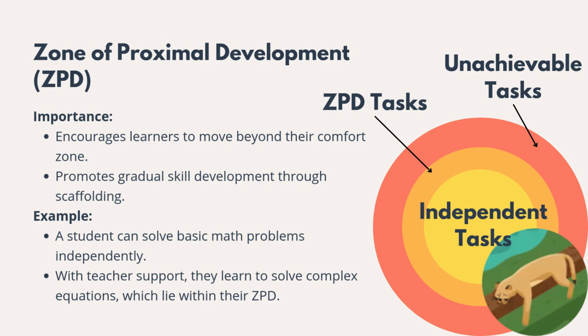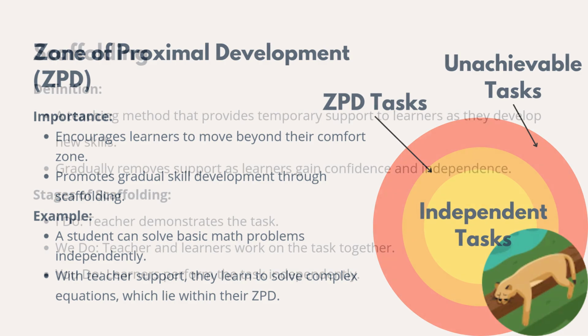The ZPD is important because it encourages learners to step outside their comfort zones. It promotes gradual skill development through scaffolding. For example, a student can solve basic math problems independently. With teacher support, they learn to solve more complex equations, which lie within their ZPD. The ZPD fosters growth and helps learners reach their potential through guided learning and steady progress.